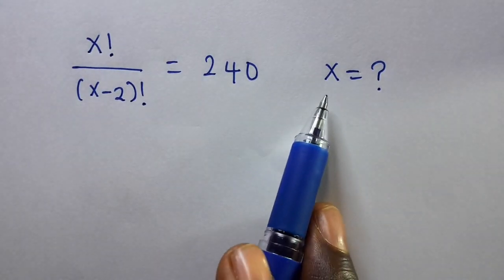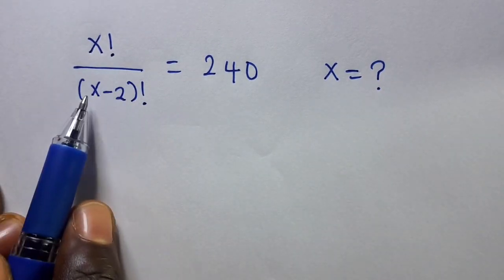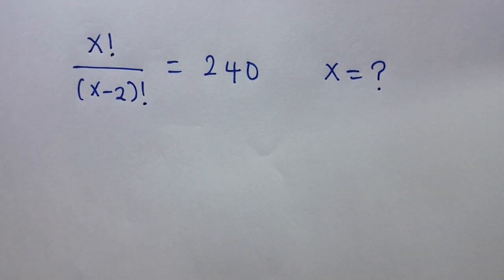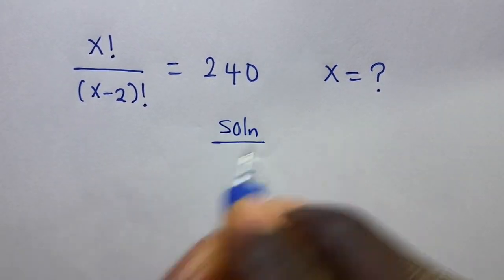Today we want to find the value of x given that x factorial divided by (x minus 2) factorial equals 240. Guys, let's see how to solve this. We have it to be the solution.